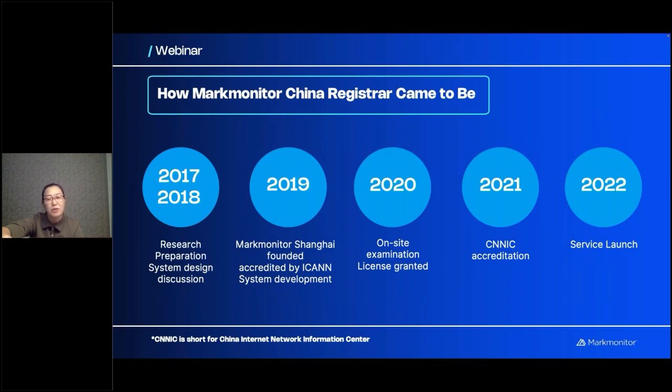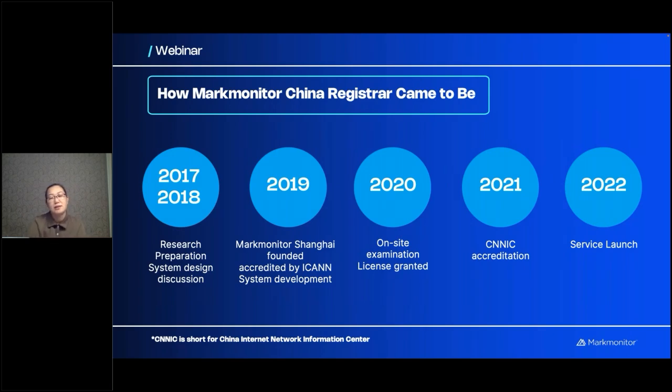And then 2021 is a very important year because back in 2020, we had the MIIT license, and we signed the accreditation agreement with VeriSign. So that means Shanghai Registrar is accredited for .com and .net registrations, but not .cn. We understand that .cn is very important in China. A lot of clients are using Markmonitor services to manage .cn domain names. So .cn is definitely critical. But CNNIC is the registry for .cn, the China Internet Network Information Center.